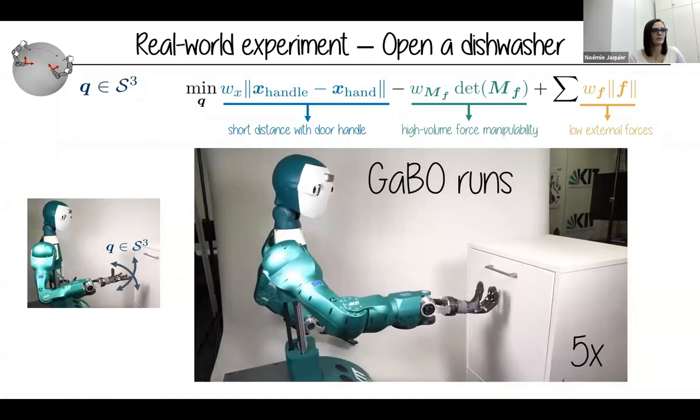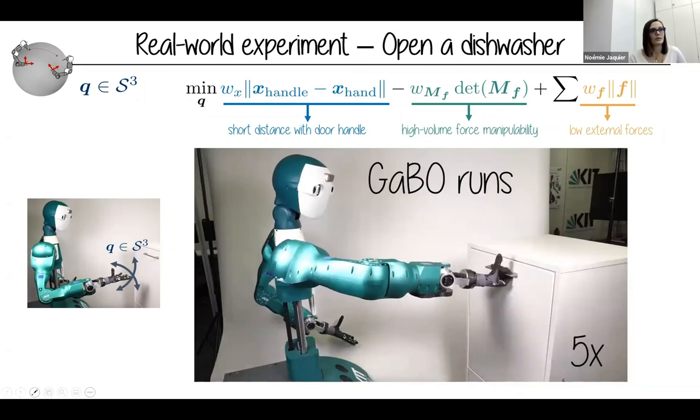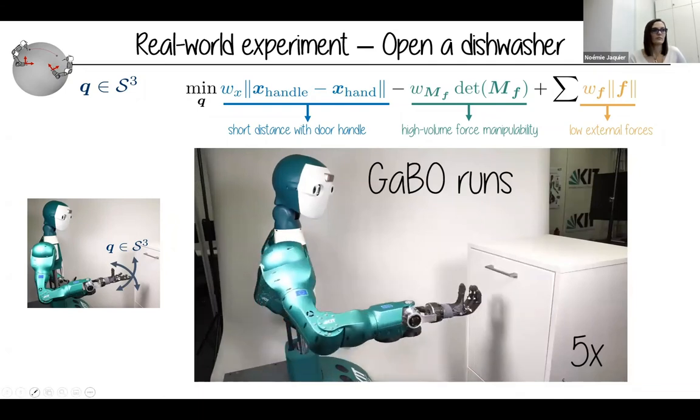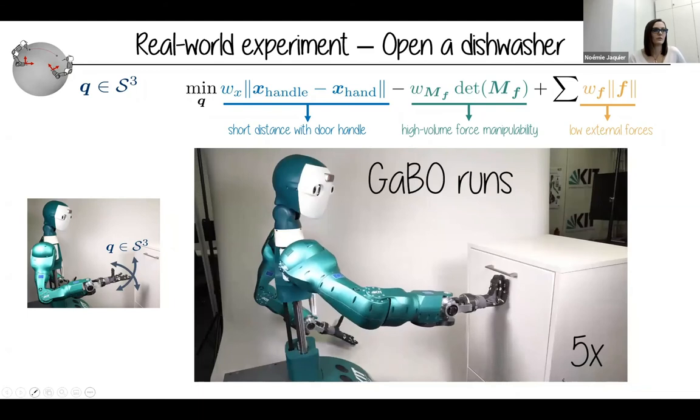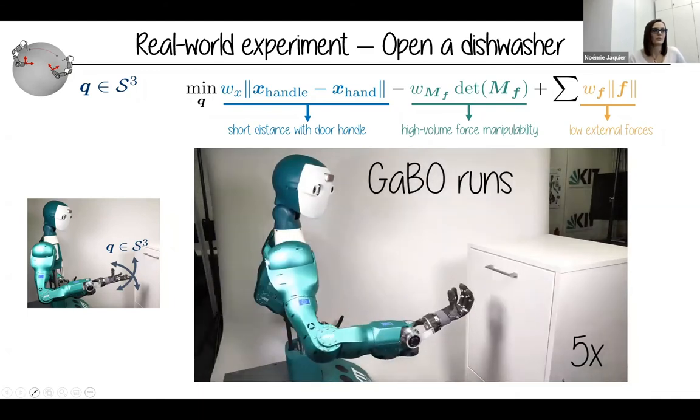So we have here 15 trials. I'm leaving the full video. And then at the end, you will see the final, the best run of the 15, which is actually going to allow us to open this dishwasher.